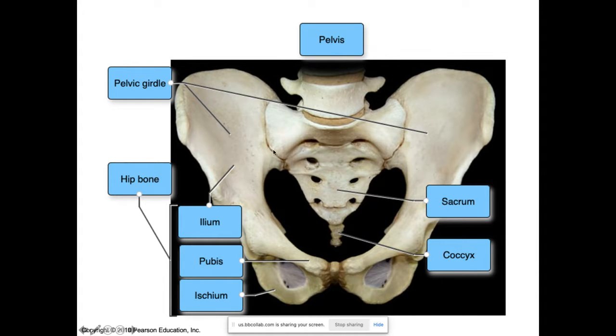Okay. This is your sacroiliac joint, the joint between the sacrum and the ilium, sacroiliac joint, sacrum and coccyx. This is your pubic symphysis, that's fibrocartilage. This is your obturator foramen, largest hole, largest foramen in the body.